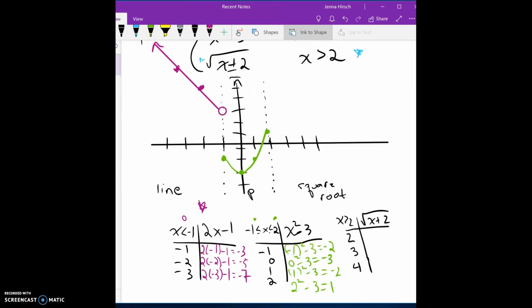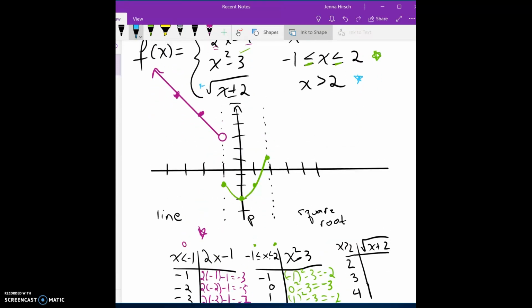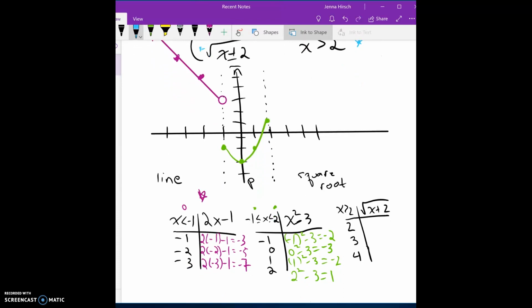Okay, so let's graph the square root function. Let's finish with that one. We'll do that one in blue. Anytime my x values are greater than 2, we substitute in a 2. The square root of 2 plus 2 is the square root of 4, which is 2. Then we get the square root of 3 plus 2, the square root of 5, which is approximately 2.2. And when we substitute in 4, the square root of 4 plus 2 is the square root of 6, which is approximately 2.4.